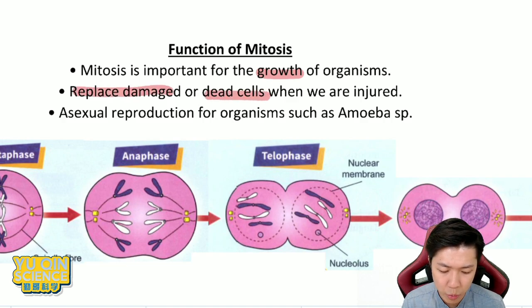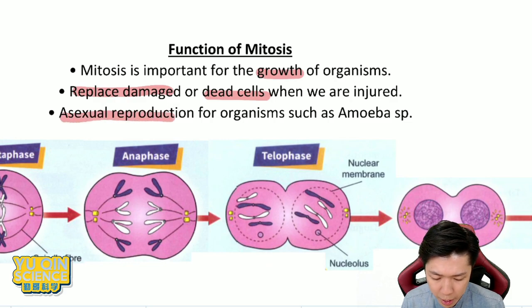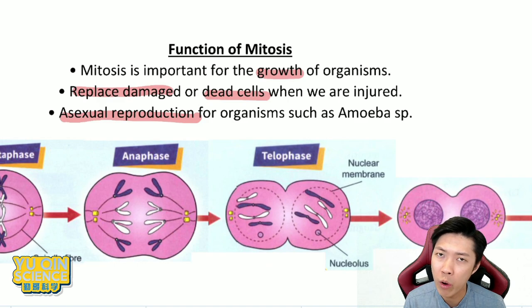or dead cells when we are injured. So other than making more cells or new cells, it can also be used as a repair method, or to replace dead cells. The third one is asexual reproduction, such as binary fission. You learned this in Form 1, Chapter 4. Asexual, there are several types. That means there's no parent cell required. With only one cell, it becomes more cells. But that's not applying to humans, that's applying to microorganisms like amoeba, paramecium, and so on.